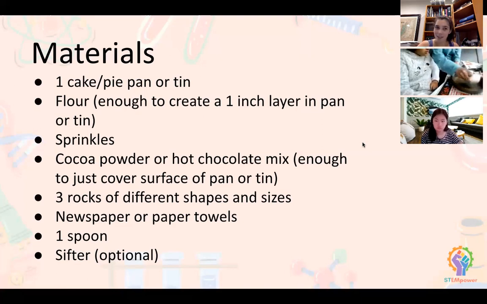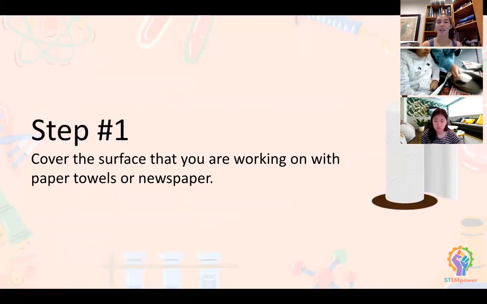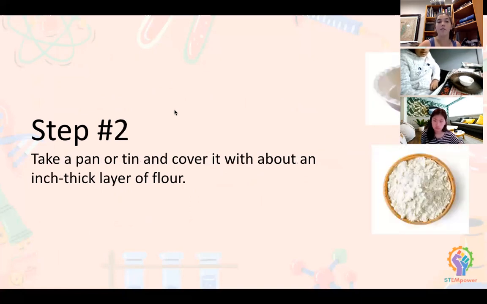So once you all have this, we're going to cover the surface that you're working on with paper towels or newspaper so that it doesn't go everywhere. And then you are going to want to take the pan or tin and cover it with a little layer of that flour, so you can pour a little bit in and flatten it out, make sure it's covering everything, even the sides of the tin.